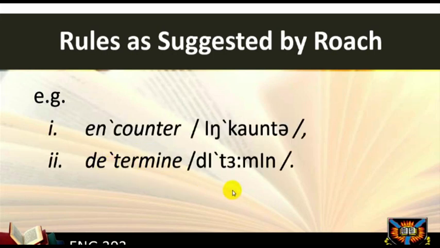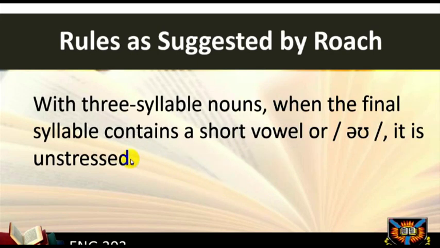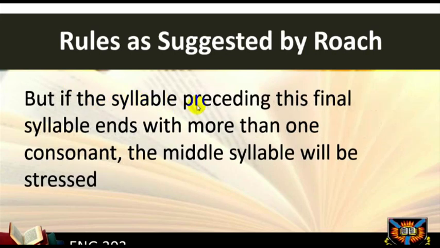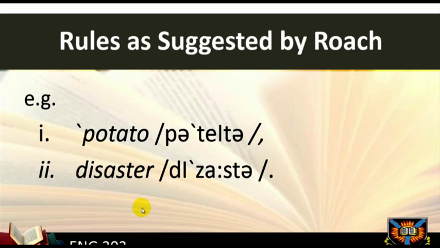However, if the final syllable contains a long vowel or diphthong or ends with more than one consonant, that final syllable will be stressed, e.g., entertain, resurrect. With three-syllable nouns, when the final syllable contains a short vowel it is unstressed. But if the syllable preceding this final syllable ends with more than one consonant, the middle syllable will be stressed, e.g., potato, disaster. The middle syllable will be stressed.